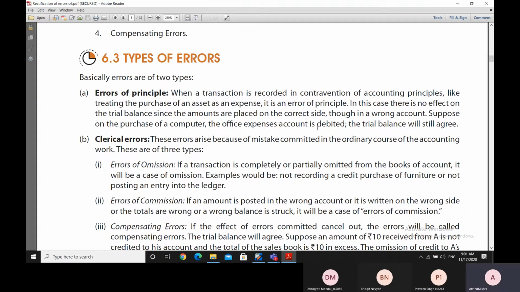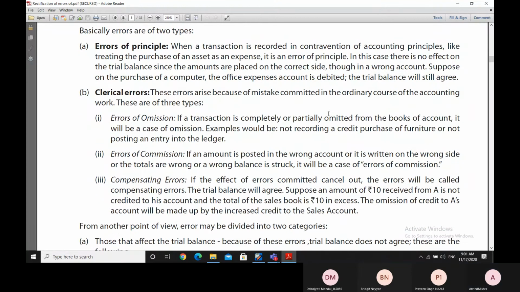But that doesn't mean that if the trial balance agrees, there is no mistake. As we have seen earlier, the trial balance may agree in the case of compensating errors also. Trial balance agrees also in the case of errors of principle.